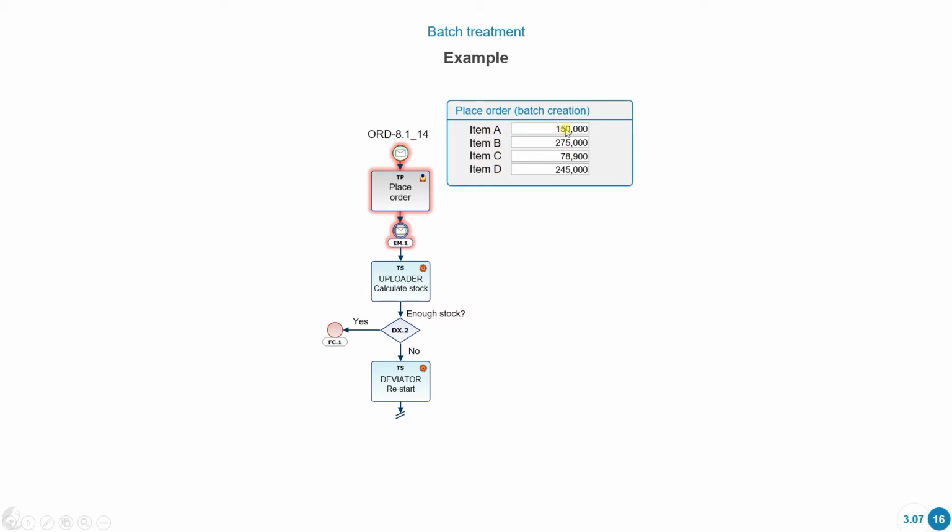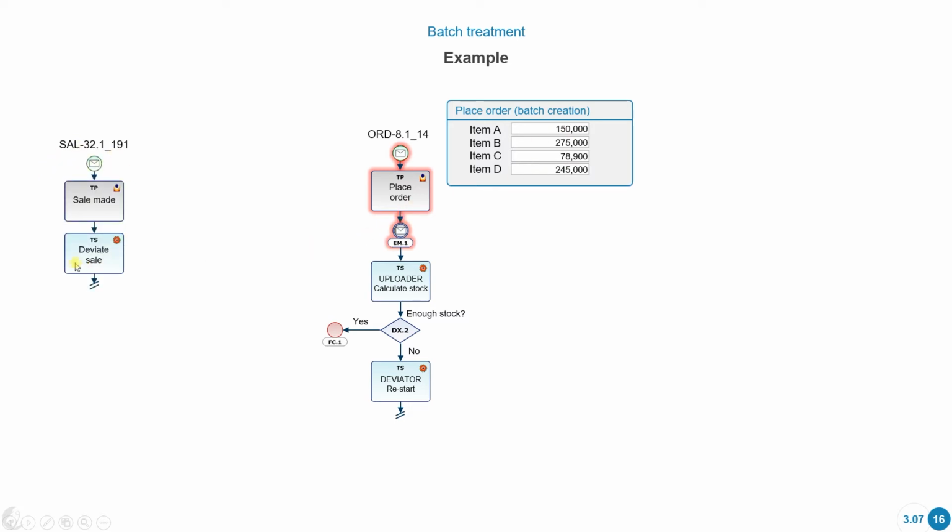So I have 150,000 items A, 275,000 of item B, and so on. Okay, so these are the items I purchased. So this is the amount I can actually use during this process because these are the items I purchased. I don't have any more. So I wouldn't be able to manage a larger amount than what I have here.